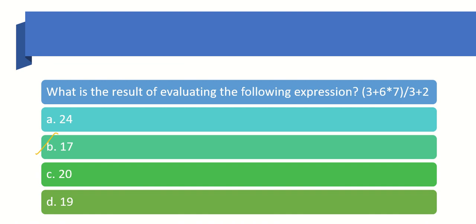The result here is 17, because whatever comes here will be multiplied. 6 sevens are 42 plus 3, 45 divided by 3 plus 2. 15 plus 2 becomes 17.